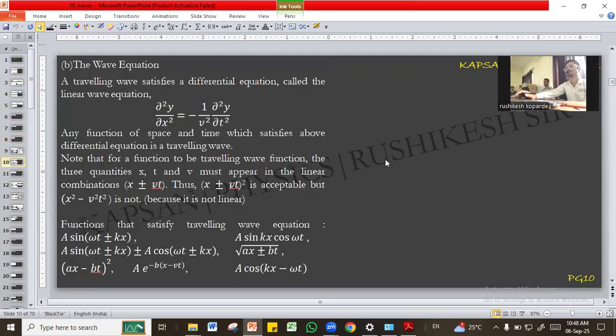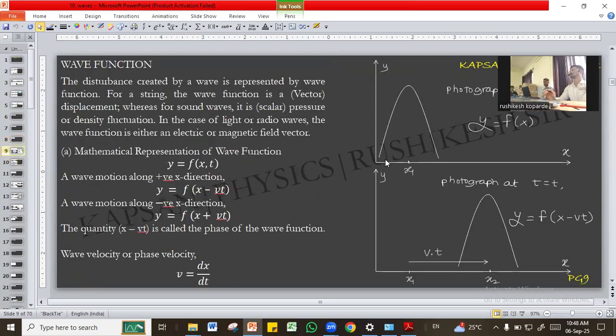Wave function. What is a wave function? Wave function is nothing but the equation of oscillation of a particle. The problem here is there is not one particle which is oscillating. There are n number of particles which are oscillating. Generally, equation of oscillation means what? x is equal to A sine omega t plus alpha.